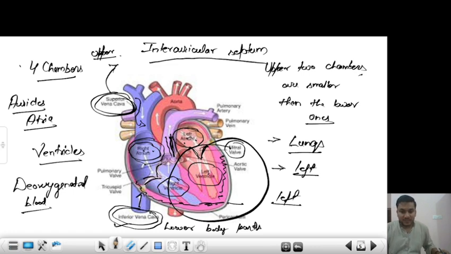Lower two structures you can see here, these are right ventricle and left ventricle. Left atrium receives the oxygenated blood from the lungs.